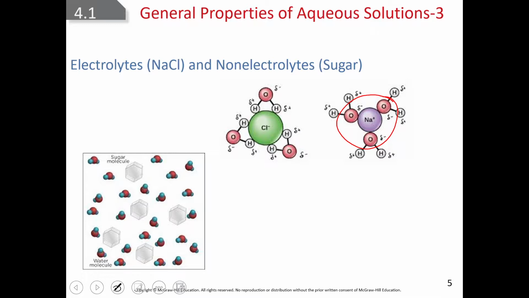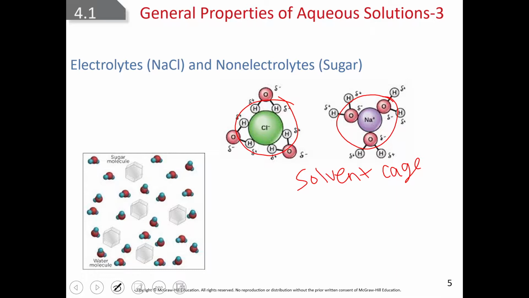The chloride ions that are negative are attracted by the partially positive hydrogen ends of water, and they form what we call a solvent cage. They form a solvent cage around these two ions because water is polar and their positively and negatively charged ends are attracted to the opposite positive or negative charged sodium or chloride ion, depending on which one we're talking about.